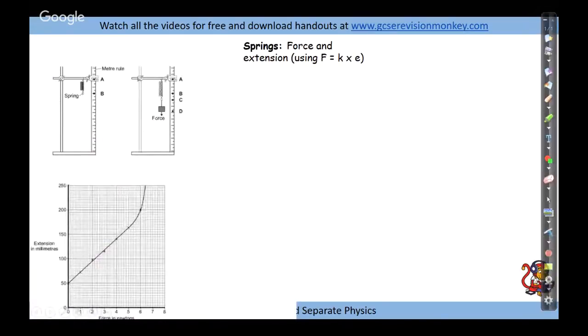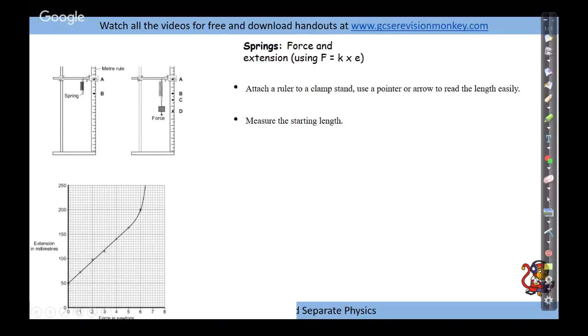Okay, so let's have a quick look at a method then. So here's our practical equipment. We've got a retort stand here, a spring there, we've got a meter ruler down here, and in a second I'll talk about the graph down there. So your method would be that you're going to attach a ruler to a clamp stand, and you're going to put a pointer or an arrow to read the length easily. So you might attach a little arrow or a pointer at the bottom of the spring, just so that you can read it off of the ruler easily. Measure your starting length, add 100-gram mass, for example.